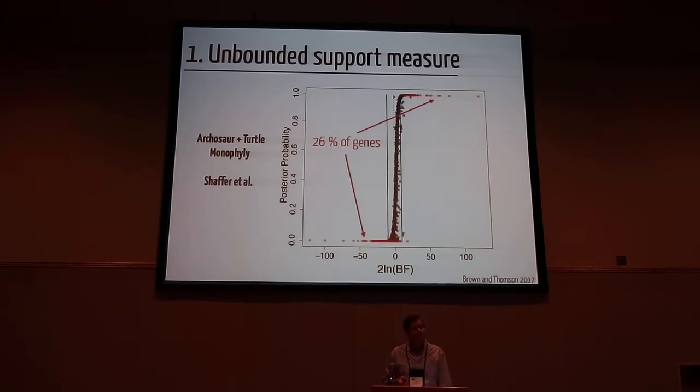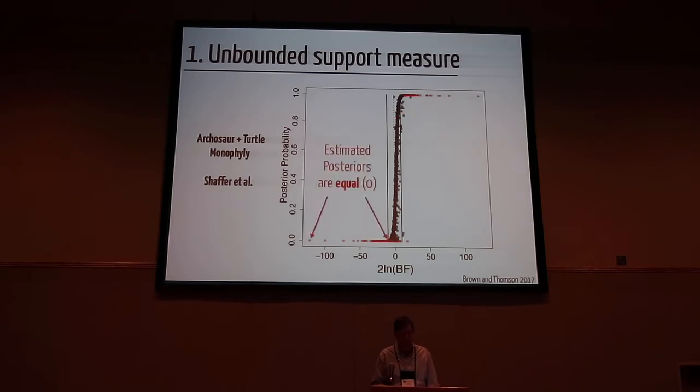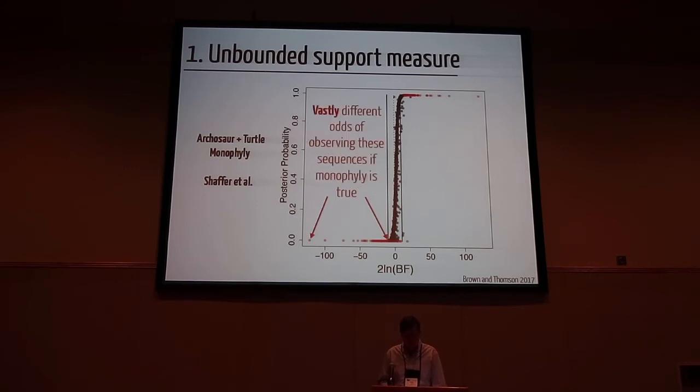When we're focusing on posterior probabilities, as we tend to do in phylogenetics, we're naturally bounded. These things range from 0 to 1, and we all know that it's super common to see these values achieve either their maximal or minimal value. So at least for this relationship in this data set, 26% of the genes have either a posterior of 1 or 0. Okay? So that's fine, but it obscures a lot of information. These two genes have identical estimated posterior probabilities, and yet their Bayes factors are very, very different. Another way of saying that is we have vastly different odds of observing those sequences if archosaurs and turtles are monophyletic. And so by focusing on this bounded measure of support, we're actually missing a lot of the important differences in information.